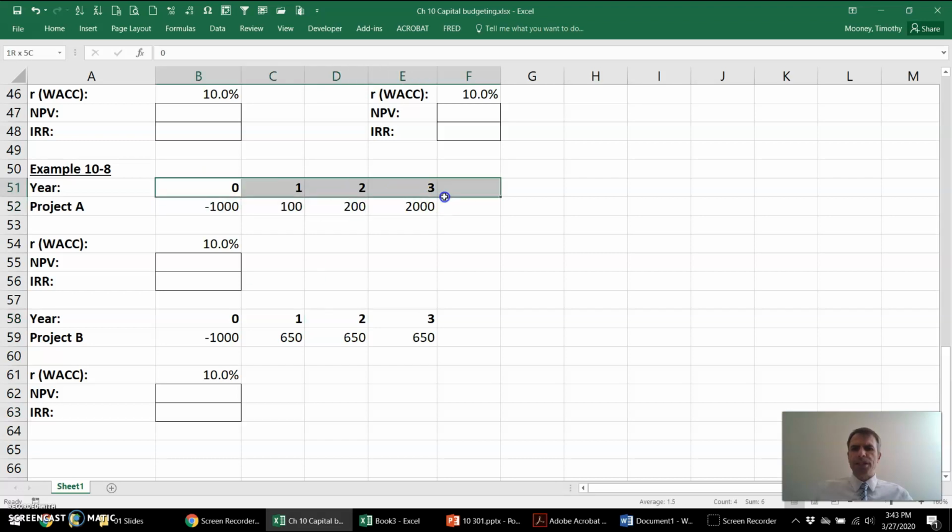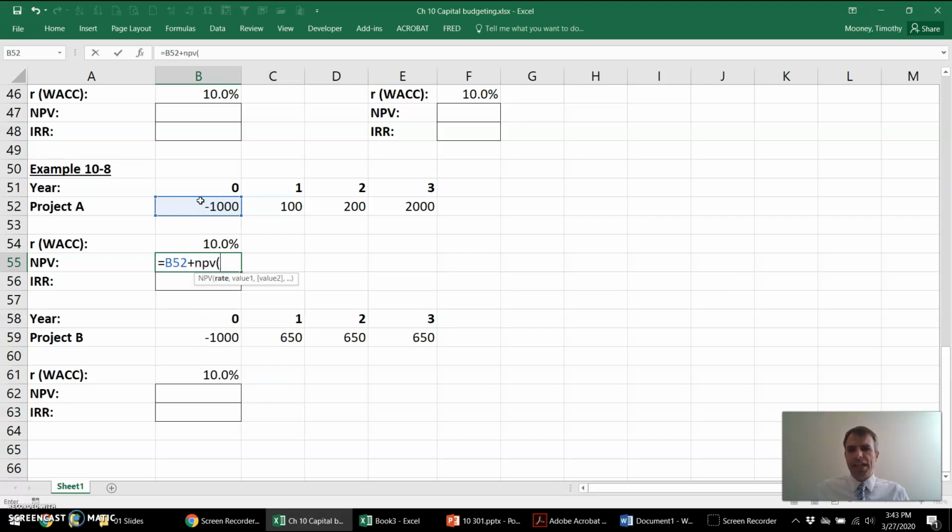Here's a project whose cash flows occur later in the project, and we can find the net present value, right? Equals the first cash flow plus the NPV function. First argument is the discount rate. The second argument is the range of future cash flows, right? This project has an NPV of 758.83.